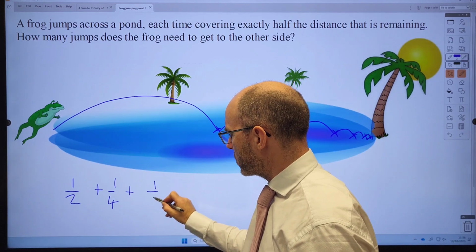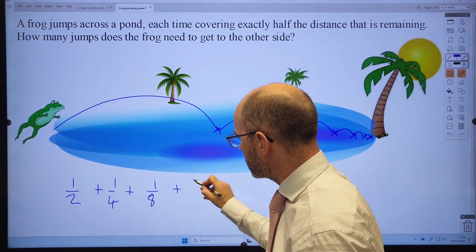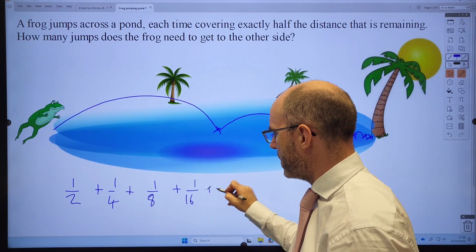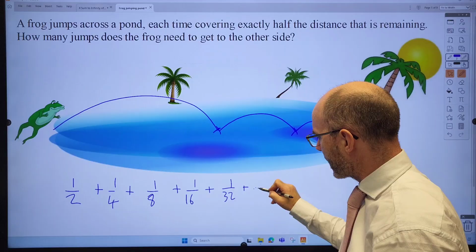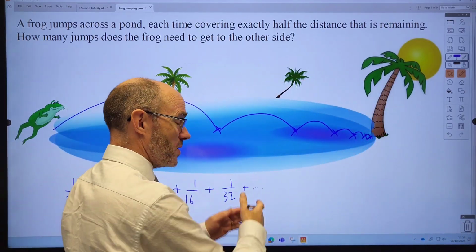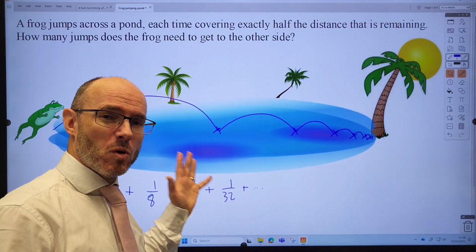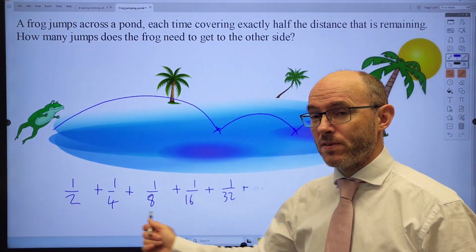The next leap the frog will do will be 1/8 of the pond. And the next leap the frog will do will be 1/16 of the pond. And then 1/32 of the pond. And of course, that gap is getting closer towards zero. It's getting to a narrower gap, isn't it? This is what we call a convergent geometric series. And you can do a sum to infinity of that.